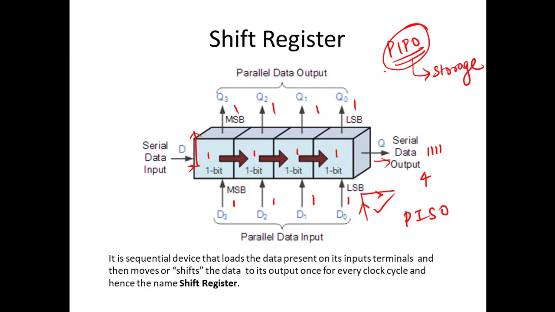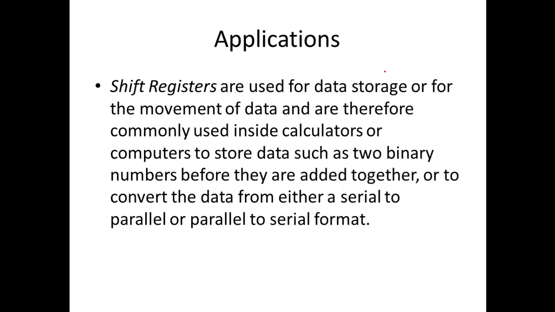So as a conclusion, we can say the shift register is nothing but a sequential device that loads the data present on its input terminals and then moves or shifts the data to its output once for every clock cycle, and hence it is called a shift register. In applications, it can be used for data storage, as I said, as a storage register, and for the movement of data. And it can be used inside calculators and computers to store the data.